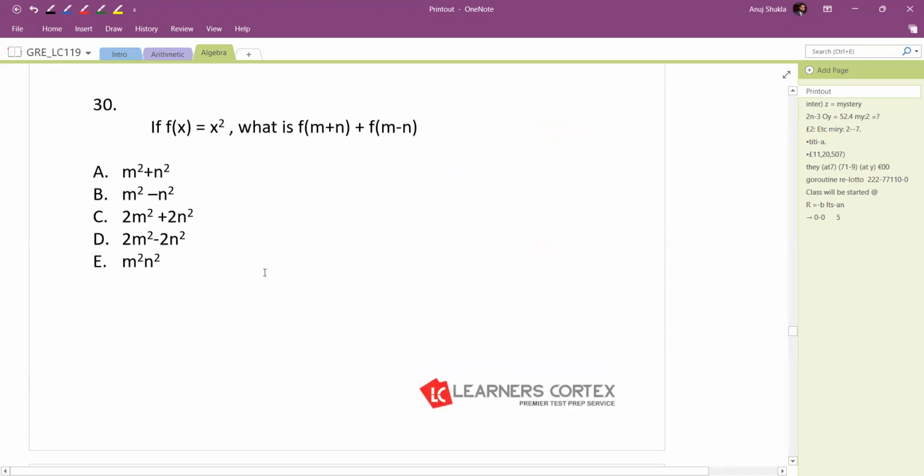This one is very easy. I already told you the formula, right? (a plus b) whole square plus (a minus b) whole square is 2a square plus 2b square. And if it is (a plus b) whole square minus (a minus b) whole square, it is 4ab. So what is the answer for this? 2m square plus 2n square. Okay, very good.